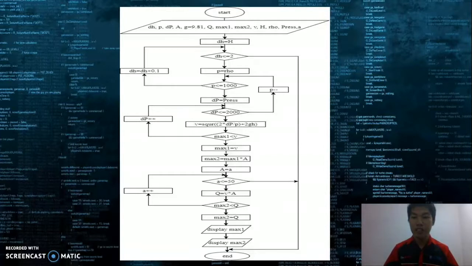DH is the change in height of the pipe, and then P is the density of the fluid. Then the third is DP, the change between the initial and final pressure of the water in a certain situation, and then the last will be the cross-sectional area.